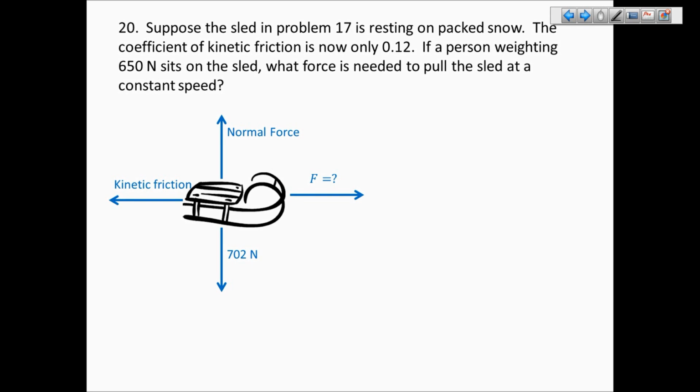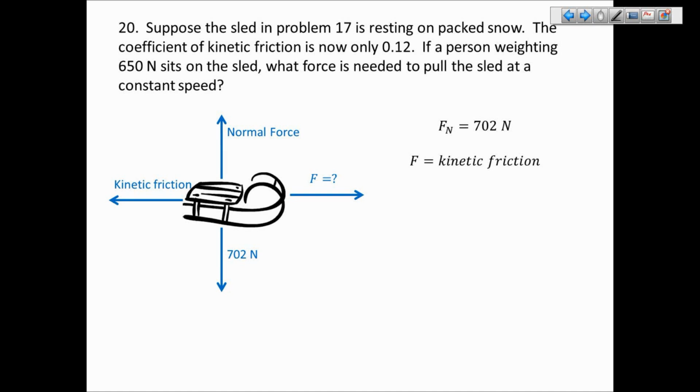We don't know what the force is, we're trying to find it. And notice that our normal force, or excuse me, our weight is much bigger than it was before. We've got a 650 newton person sitting on this sled that was already 52 newtons. So together they have a combined weight of 702 newtons. Now that's important. You've got to remember to add the weight of the person plus the weight of the sled.